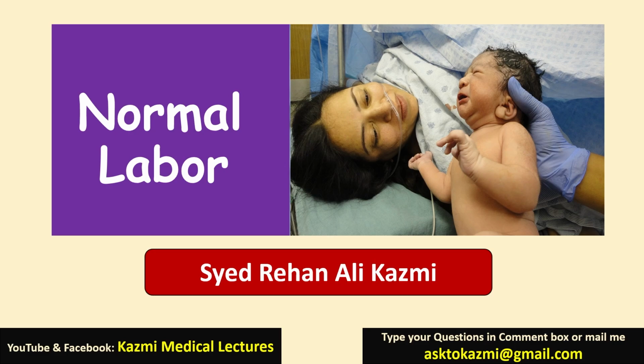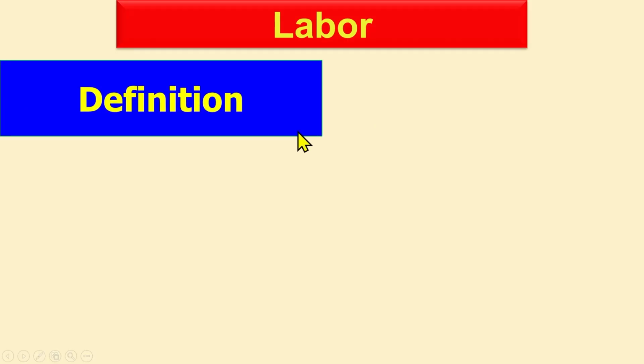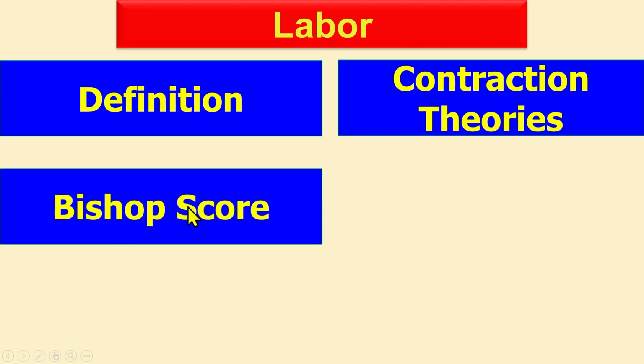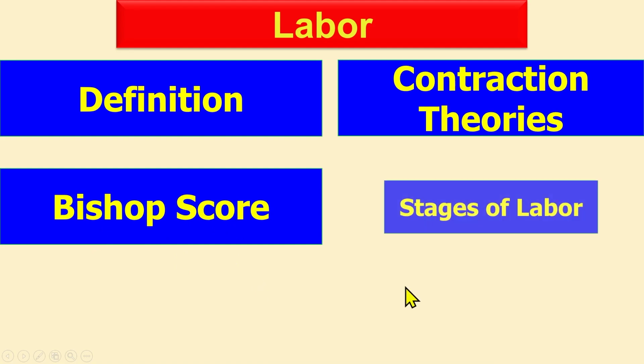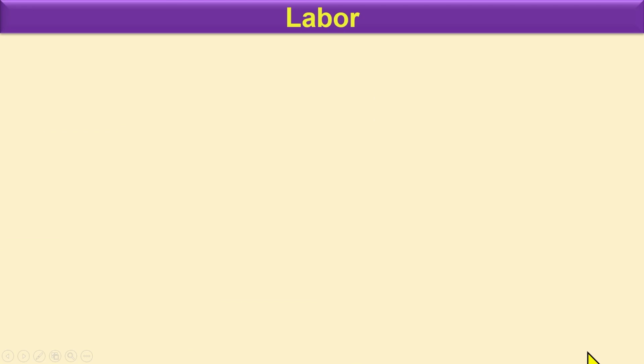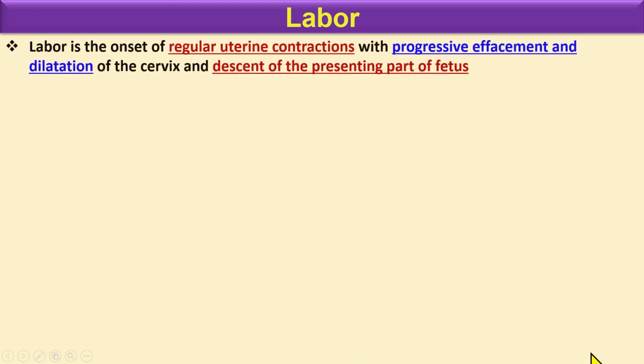So what is happening? What are our learning objectives? First we define labor, and then look at the contraction theories of the uterus, and Bishop's score, and we have to look at the stages of labor and the management. Let's start with the definition of labor.